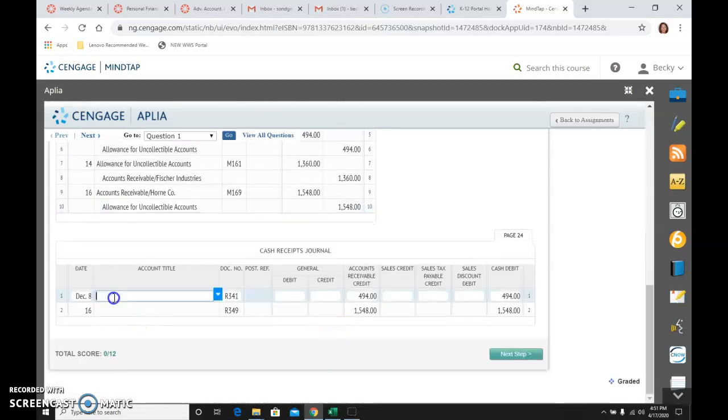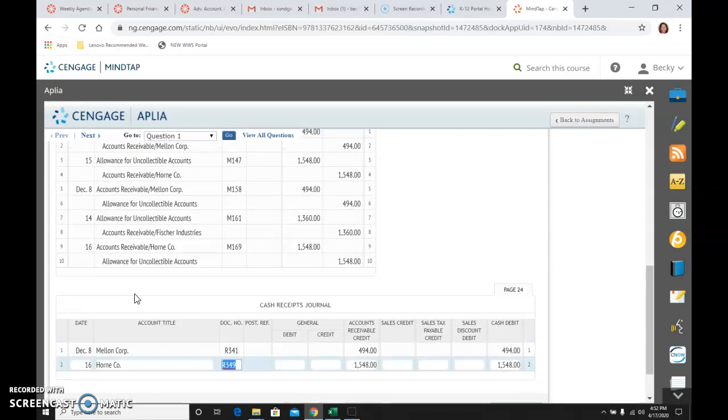And then I'm going to record the cash receipt, and that's just absolutely normal. December 8th and the 16th. Those are the amounts where we debit cash, credit receivable, and all I need to add to it is who it was from, which was, I think, Mellon Corp. And Horn. So if I were you, I'd maybe pause this if you want to get it entered on yours.